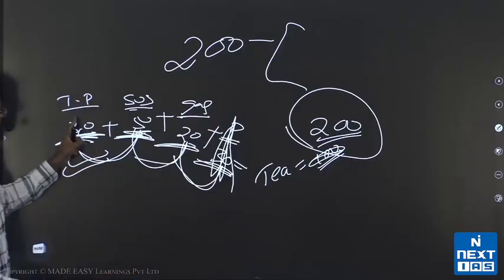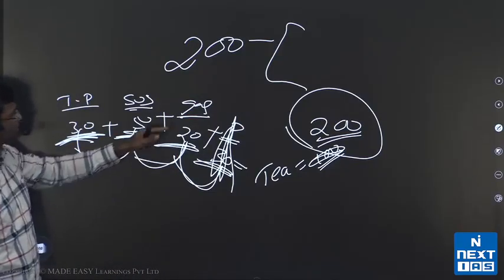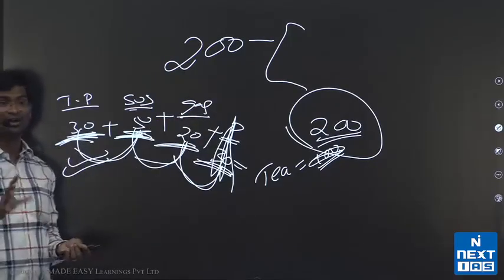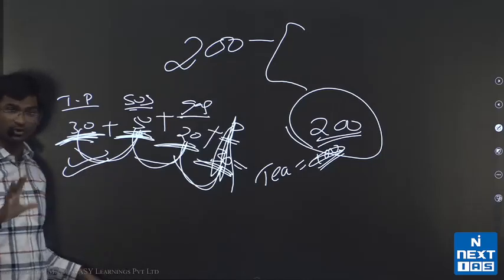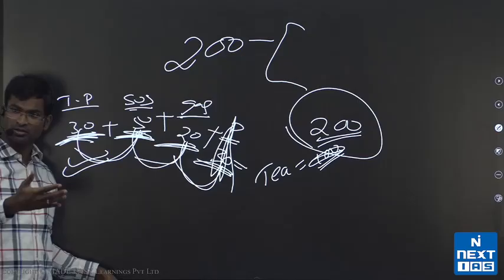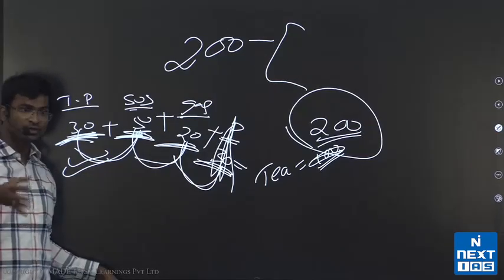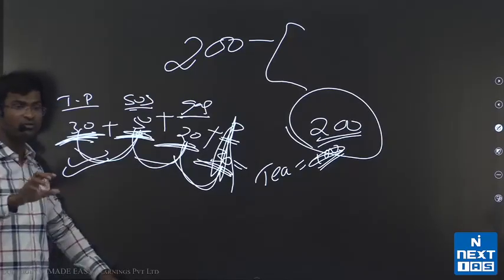So intermediary goods: 30 plus 50, 80 plus 20, 100. 200 minus 100. So what is the value addition? 100. Not 200 plus 100, 300, no. So simply remember, value addition means output minus the raw materials we consumed, the intermediate consumption. Subtract it, then we get the value addition.